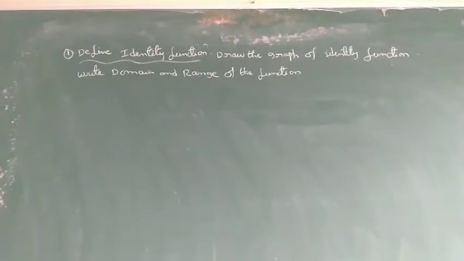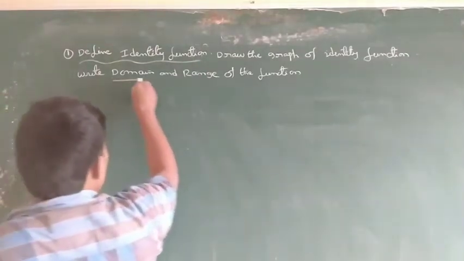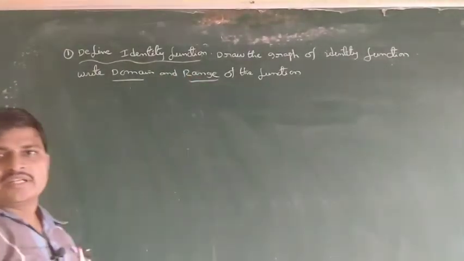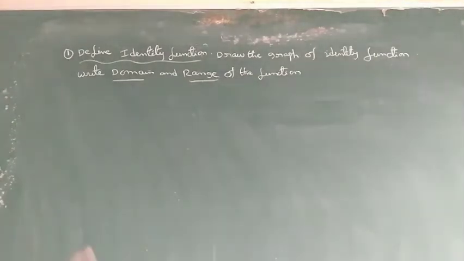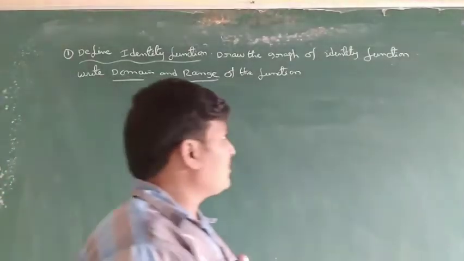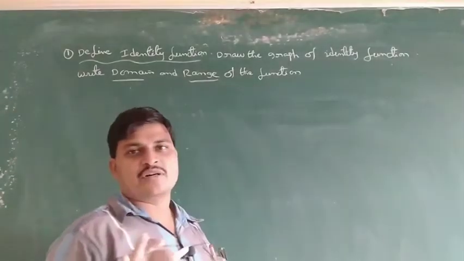First definition, identity function definition, 1 mark. Domain 1 mark, range 1 mark. Totally in the 5 marks question, definition 1 mark, domain 1 mark, range 1 mark, 3 marks, plus graph 2 marks. Okay. For the graph, don't use any graph paper, draw directly in the examination booklet.